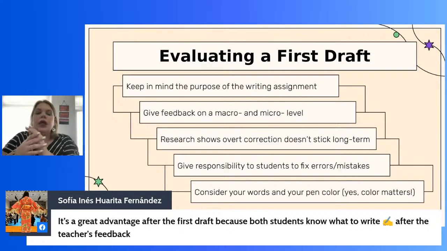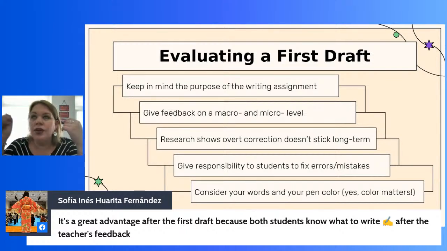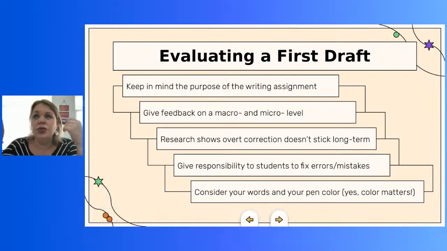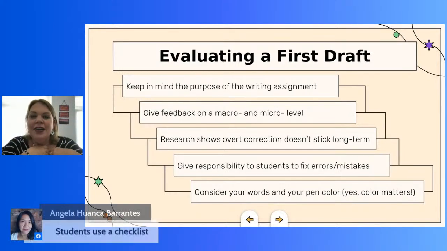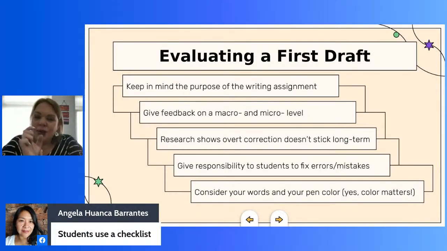Okay. Give feedback on a macro and micro level. What do I mean by macro and micro level? Micro level, we do all the time. We as teachers, I think, are programmed to correct grammar, to correct spelling, to correct punctuation, and all of that fun stuff that we as teachers really love, right? Okay, that's a micro level. That's a word by word level, yeah?